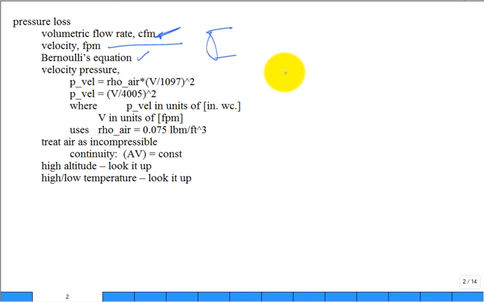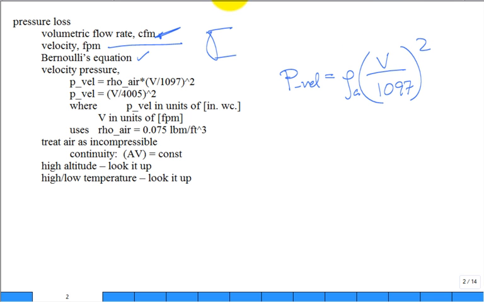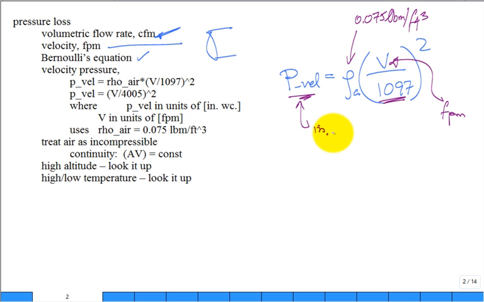A lot of times they'll say the velocity pressure is equal to the air density you're moving in the duct system times the velocity in feet per minute divided by 1097, squared, where the density is 0.075 pound mass per cubic foot. And this is a constant, such that when you give the velocity in feet per minute, you get a velocity pressure in inches water column.